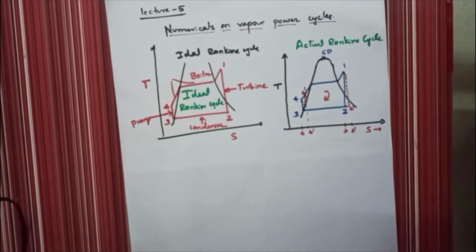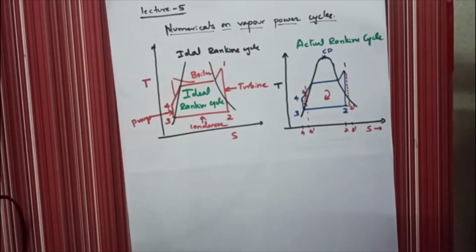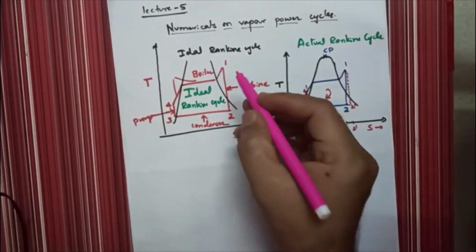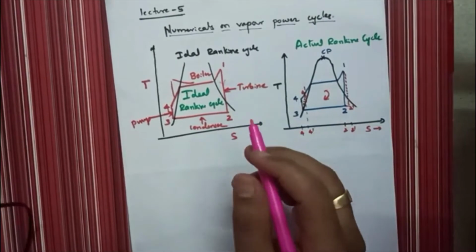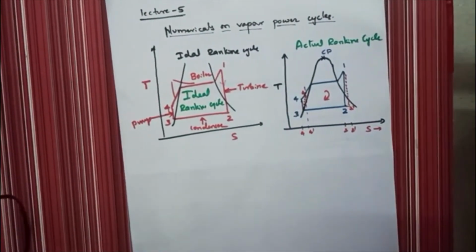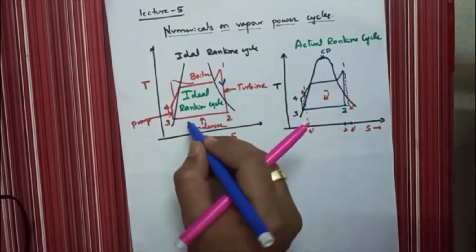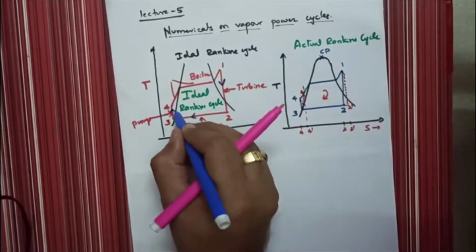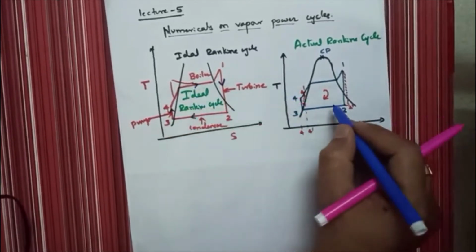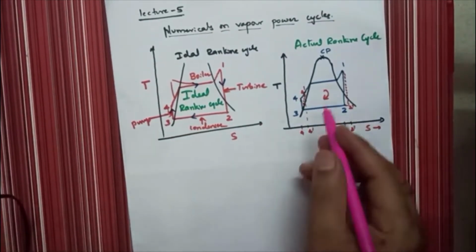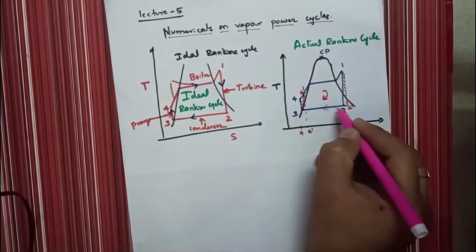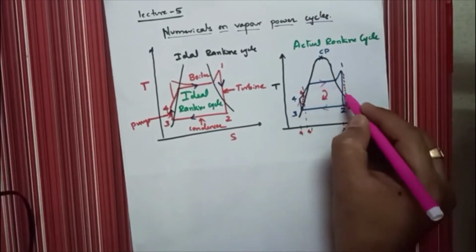So now coming to the next point, here I have not represented the direction. The direction of the process is 1 to 2, 2 to 3, 3 to 4, 4 to 1. Similarly here the direction of the process is 2 to 3. This is the direction.